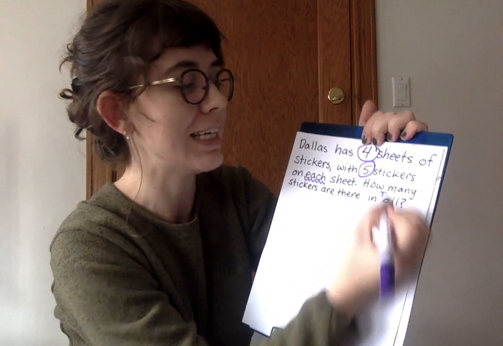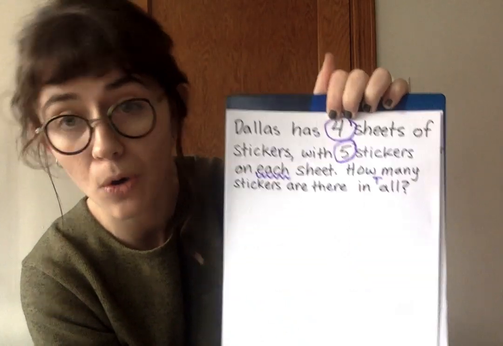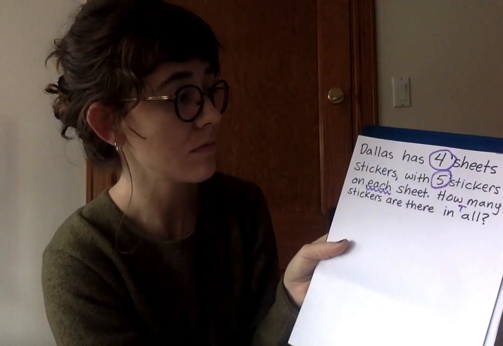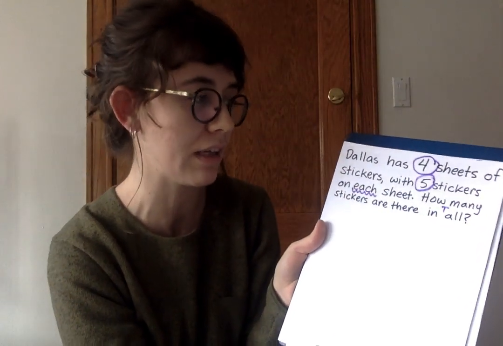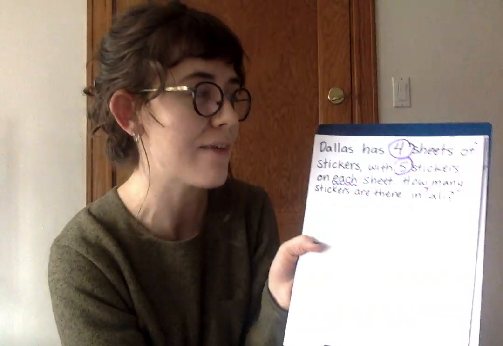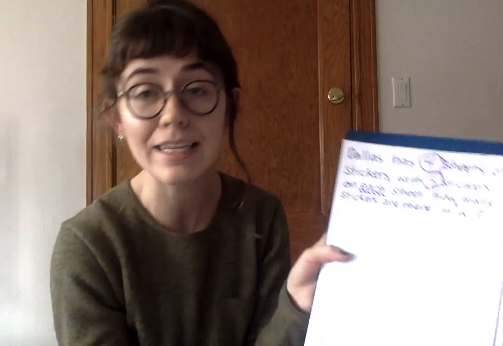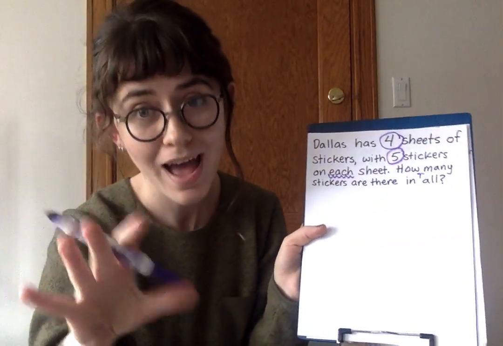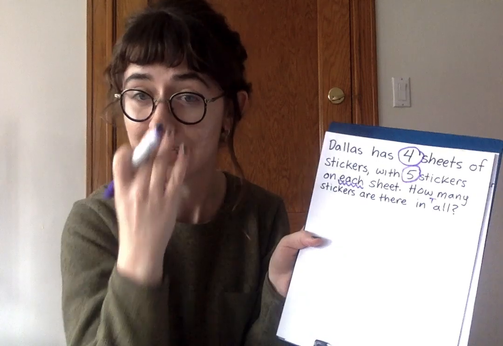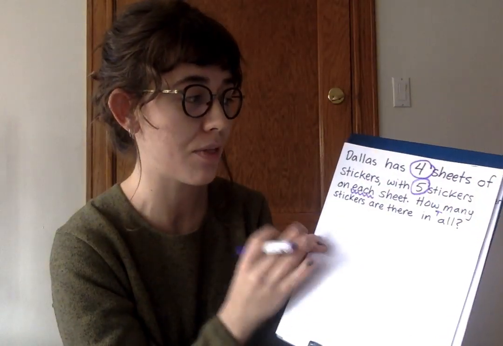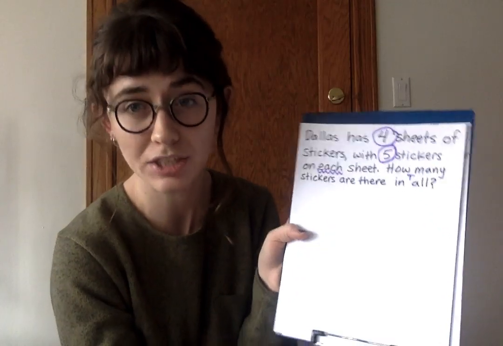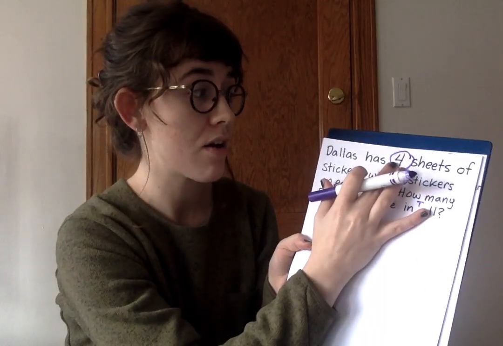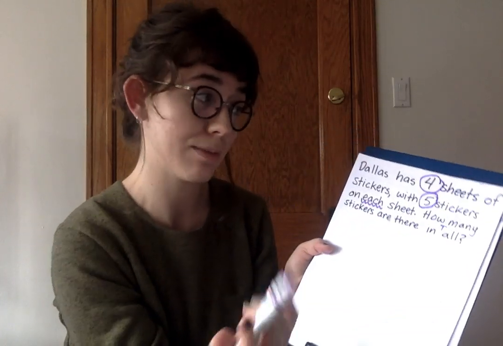I'm going to write a little T here because it's telling me I'm looking for my total. Okay. So there's 4 sheets of stickers with 5 stickers on each sheet. That sounds like there's 5 in each group. So the size of each group is going to be 5. I'm going to use rows because I think rows are easy to count by. And so I know that there's 5 in each row, because each row is going to be kind of like a sheet. And then there's 4 sheets. So I guess I'm going to draw 4 rows.